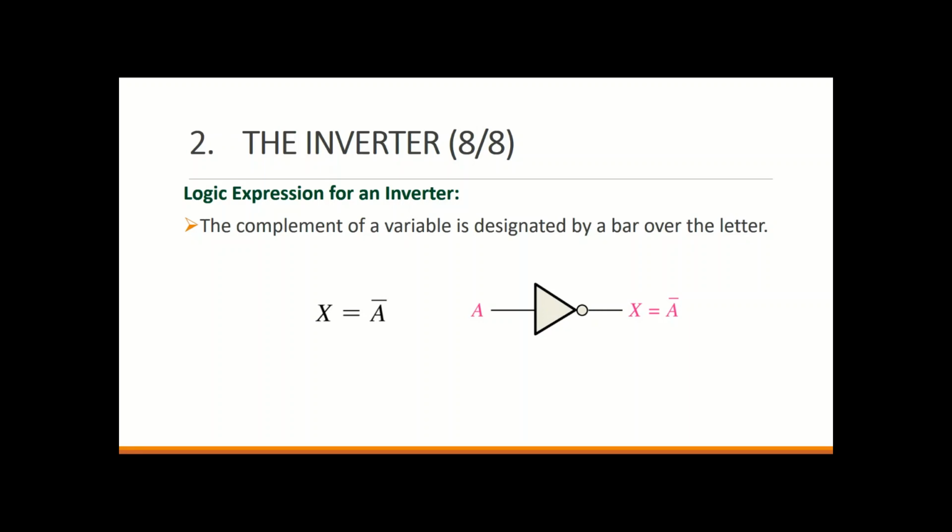For the NOT gate, how do we represent the output? If the input is A, the output will be negated, or it will be A bar, or not A, if you would like to pronounce it in another way.